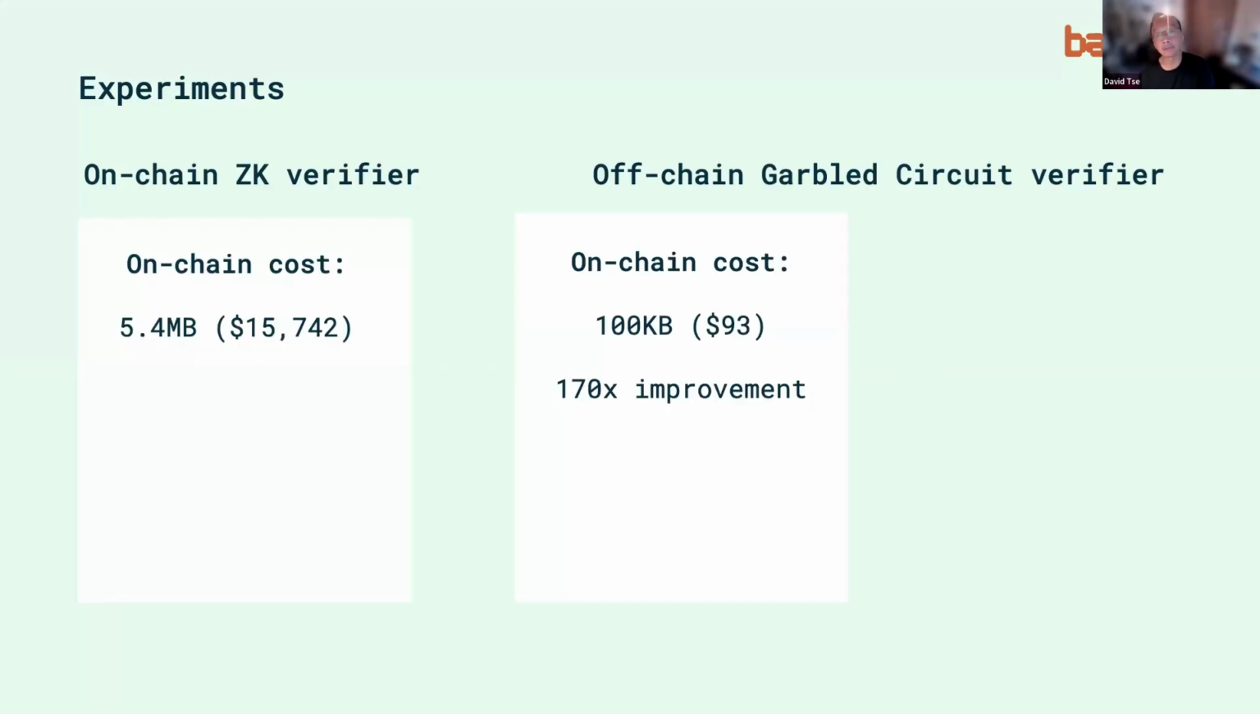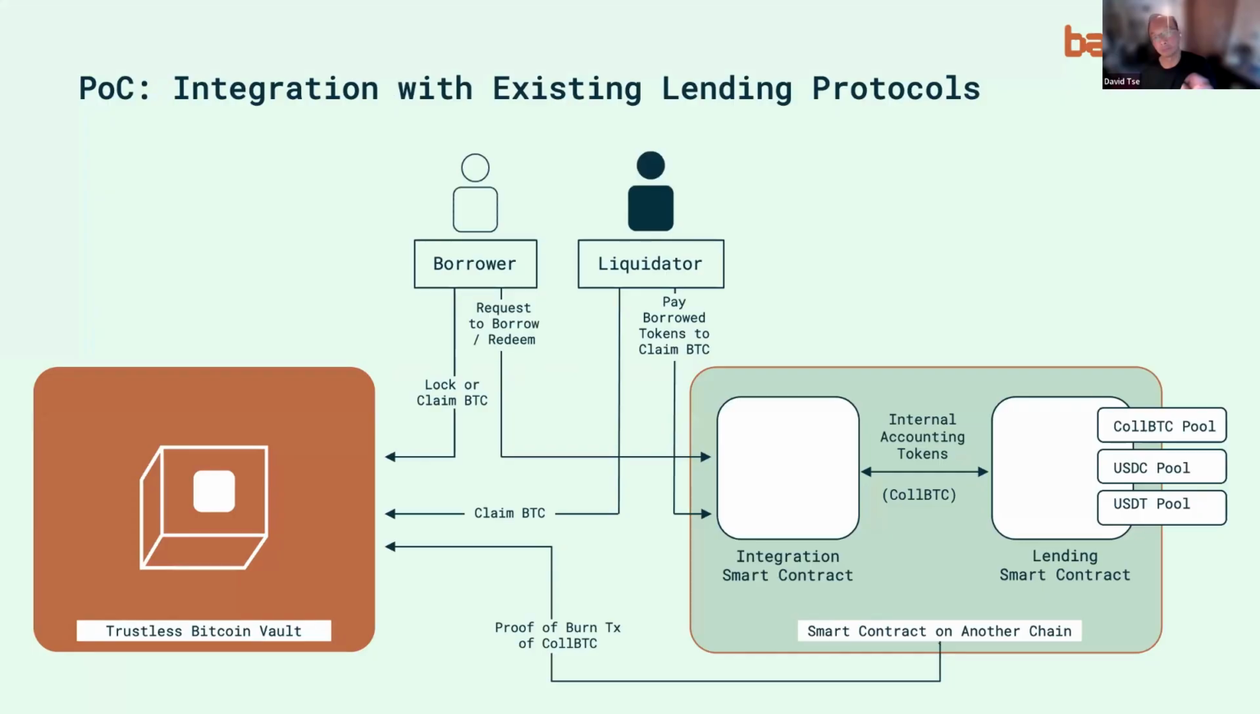Maybe I skip. We've done experiments. Right now, we're building a proof of concept, which is to integrate this vault with a particular lending protocol. In particular, we're working on the Morpho protocol to integrate this vault with a smart contract lending protocol. We're building the proof of concept, and I think next week we'll be doing some experiments, and we'll live tweet it on Twitter. So if you follow me, you can take a look at the experiment.